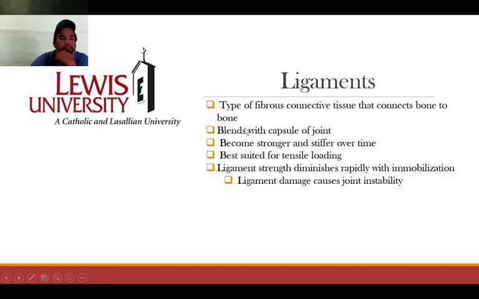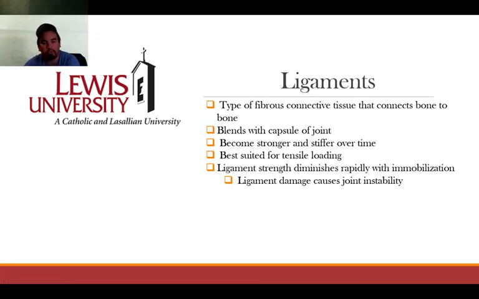You also have ligaments. Okay, ligaments are a type of fibrous connective tissue that connects bone to bone. It blends in with the capsule of the joint often, and a capsule within a joint is most like if you just imagined connecting two pieces together and just taped the heck out of them. That would be like a capsule. It becomes stronger and stiffer over time. Okay, it's best suited for tensile loading, and ligament strength diminishes rapidly with immobilization.